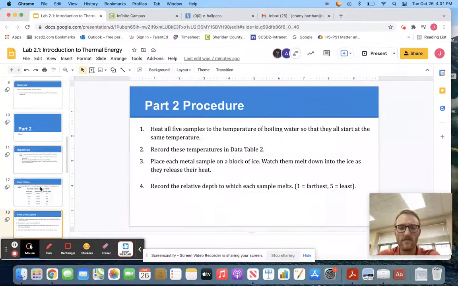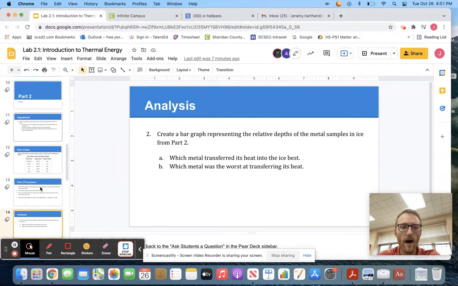Now it asks you to create a graph representing the relative depths. Okay, so this is kind of tricky, because we want those graphs to be a visual aid to help us understand the information better. So on our y-axis, our vertical axis, is going to be the relative depth. Which one went the furthest? Which one went the shallowest into the ice?